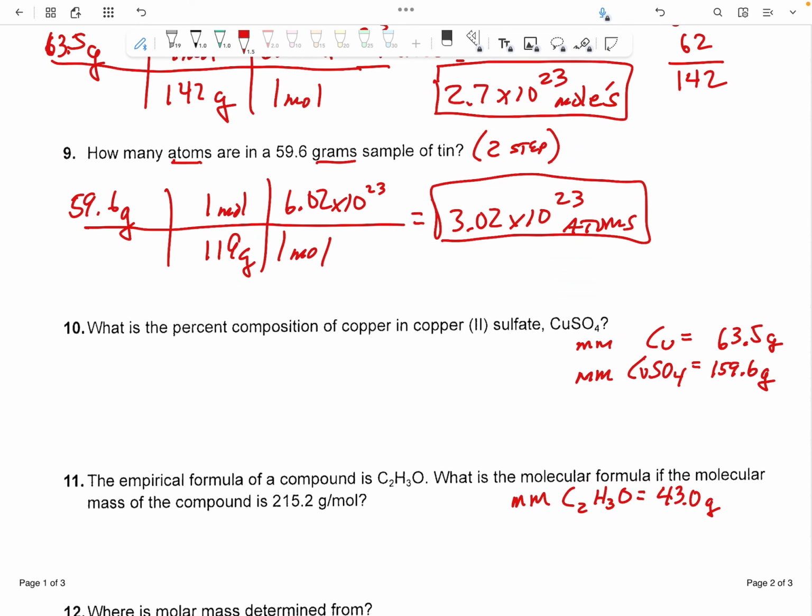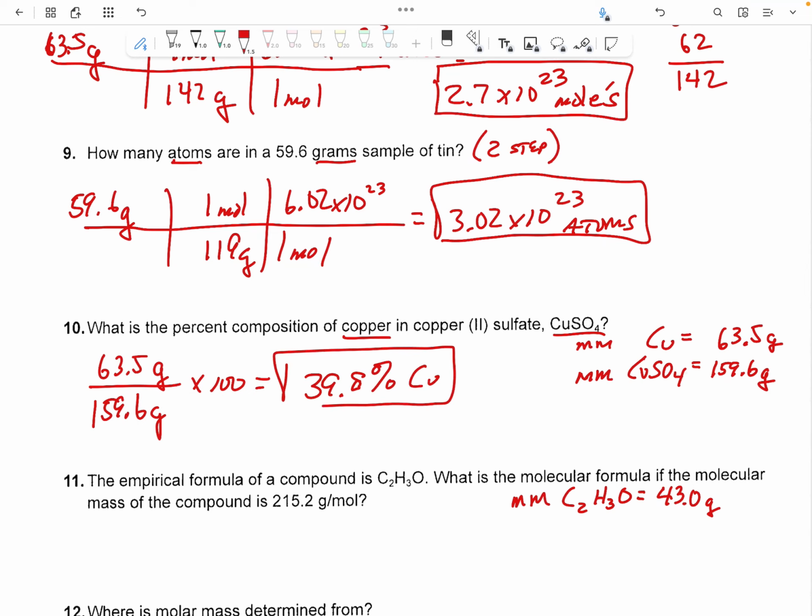Okay, you're going to have a percent composition test. Here it is. Percent composition is simply the molar mass of the copper, in this case, divided by the molar mass of the copper sulfate, times 100. So it'd be 63.5 grams divided by 159.6 grams times 100. You calculate that out, 63.5 divided by 159.6 times 100 equals 39.8% of the copper in that copper sulfate.